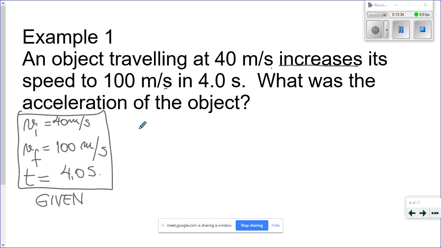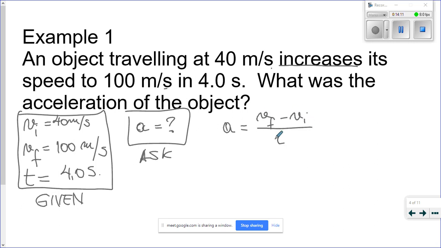And what they are asking for is acceleration. Okay? So now, again, as I said, always ask. Always go with what is given, what they are asking, what is the formula that relates it. I hope that you have your formula sheet in front of you, and then you are finding that the acceleration formula is the formula that we will use: V final minus V initial over time.